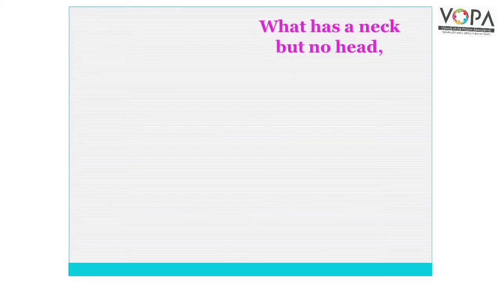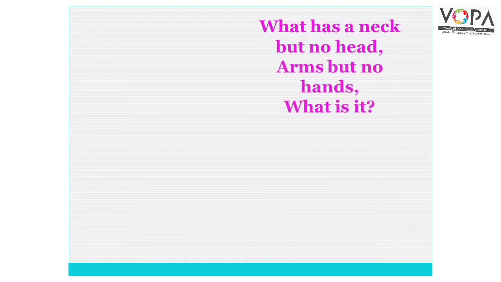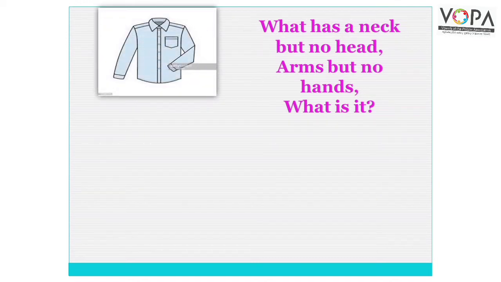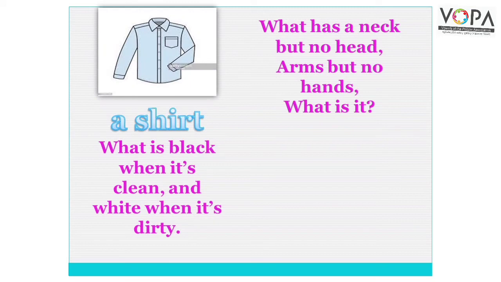Next riddle. What has a neck but no head, arms but no hands? What is it? Listen carefully. What has a neck but no head, arms but no hands? What is it? Guess. Yes, the answer is shirt. A shirt.